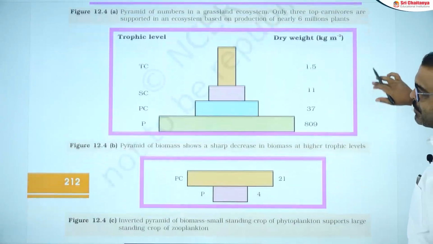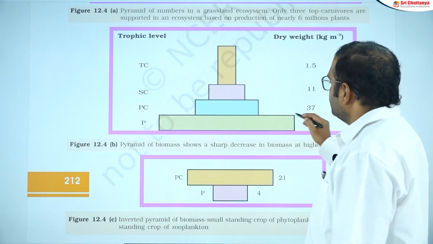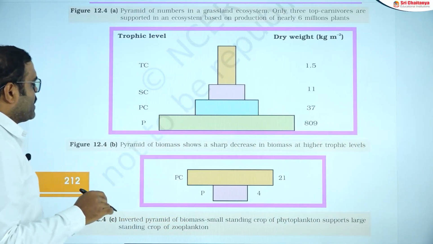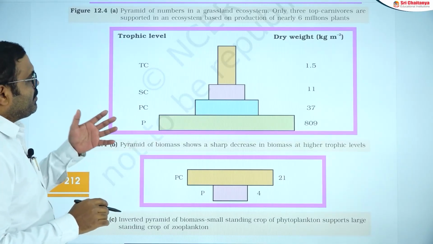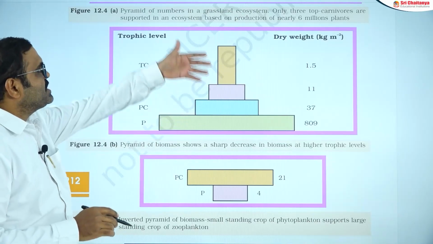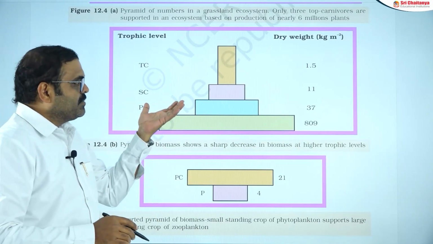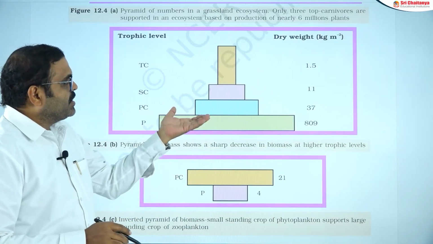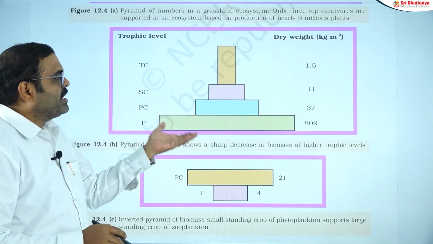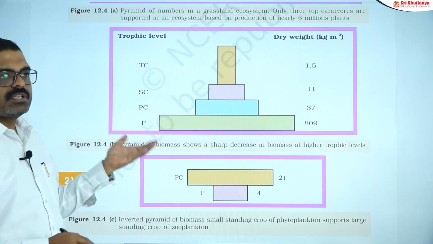Next one is about the pyramid of biomass. The pyramid of biomass explains the producers are huge in quantity, and then primary consumers, secondary consumers, tertiary consumers. Here, for biomass, consider a forest with a number of small organisms, depending herbivores, primary consumers and secondary consumers. If you consider the weight of organisms, you can find the plants altogether weigh 809 kgs, for example, then 37 kgs primary consumers, 11 kgs secondary consumers, 1.5 kgs tertiary consumers.